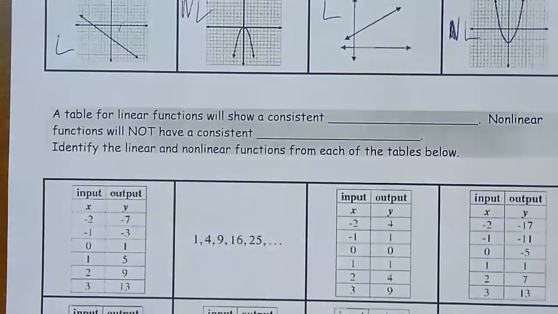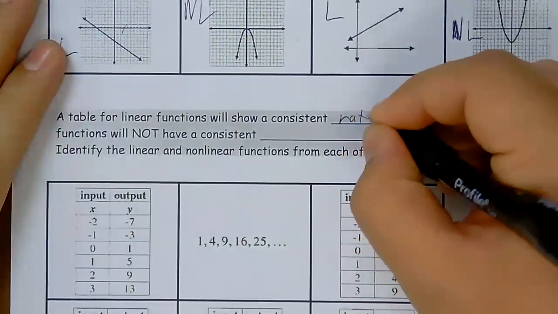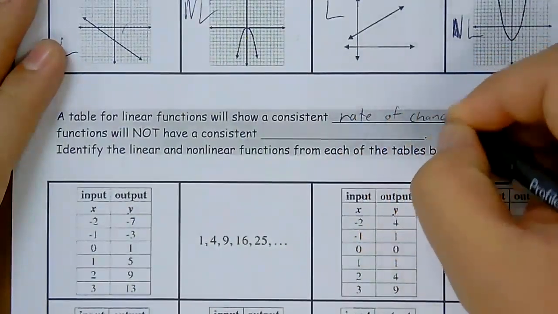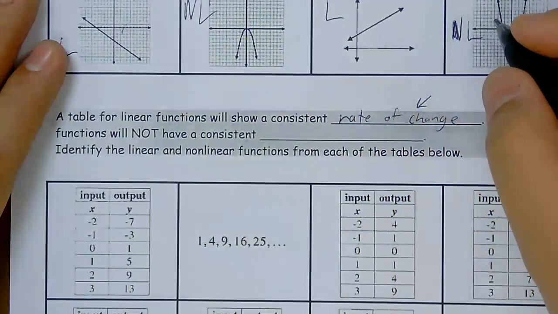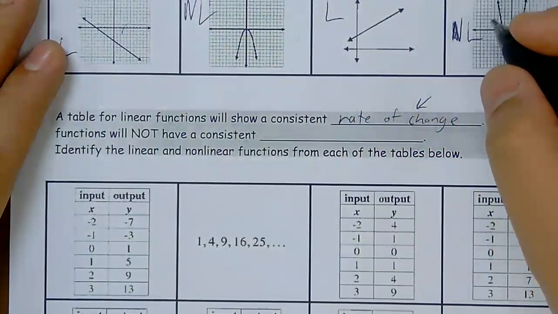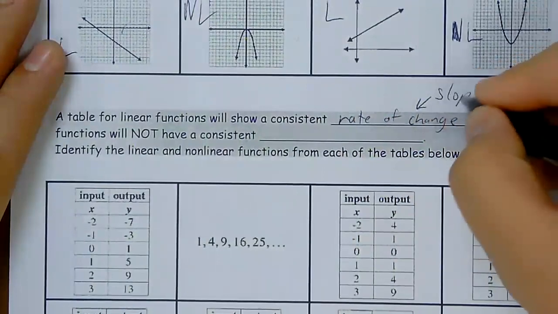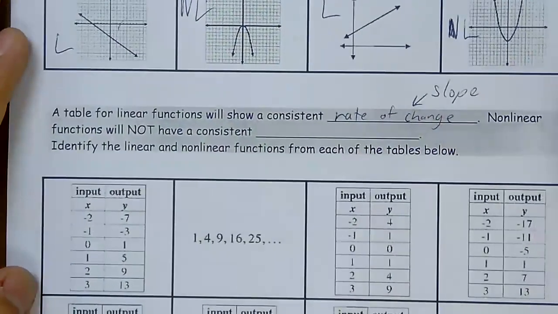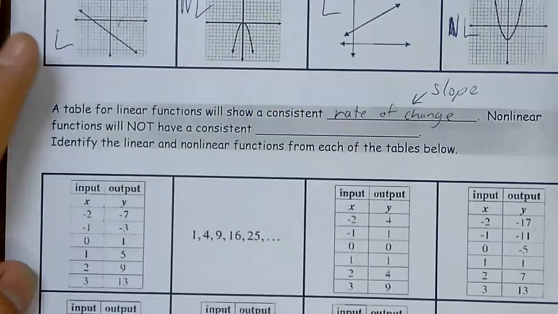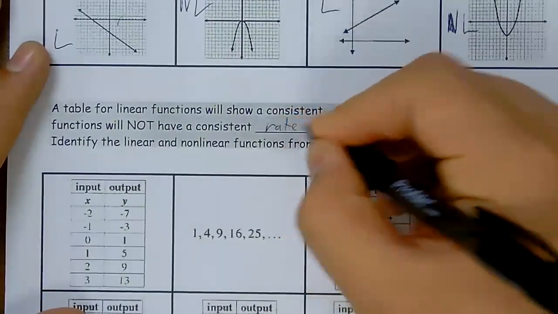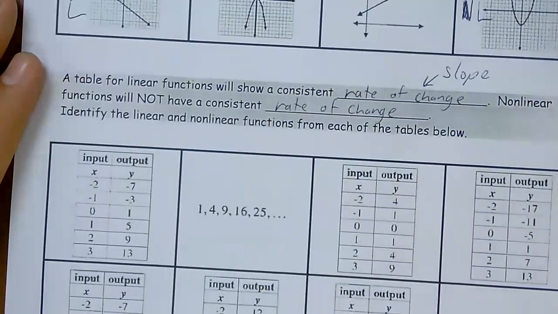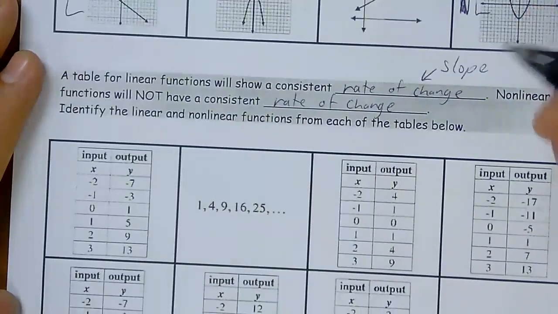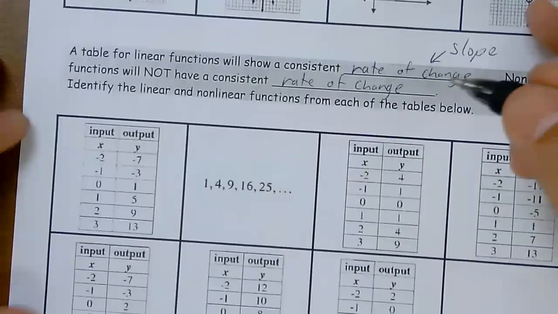Let's take a look at this next section. A table for linear functions will show a consistent rate of change. Remember, rate of change, that's another word for what? Slope. Another word for slope. Nonlinear functions will not have a consistent rate of change. The y value or the x value? So that's the trick. It's got to be kind of both. Because if our x value remains constant, then our y value also needs to remain constant.